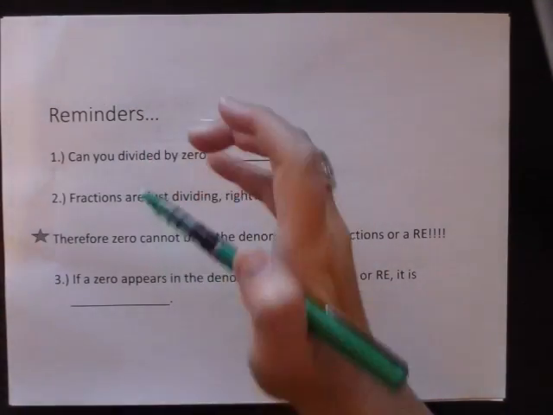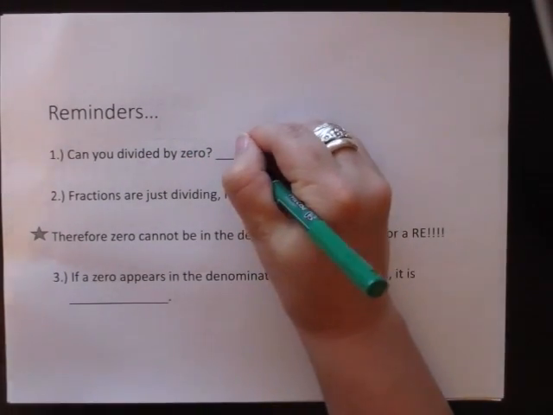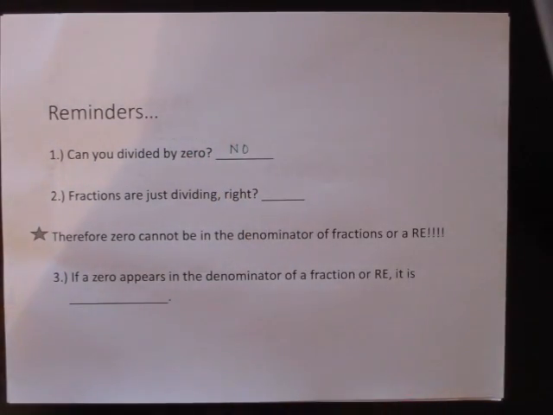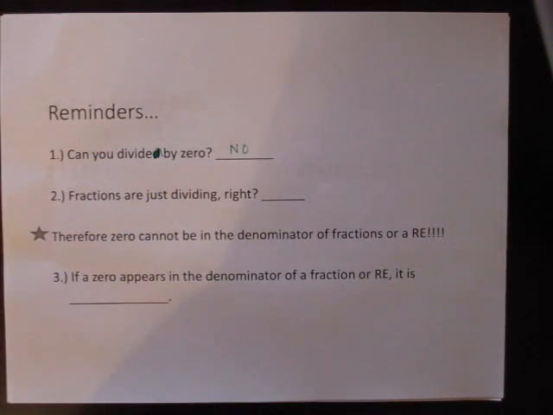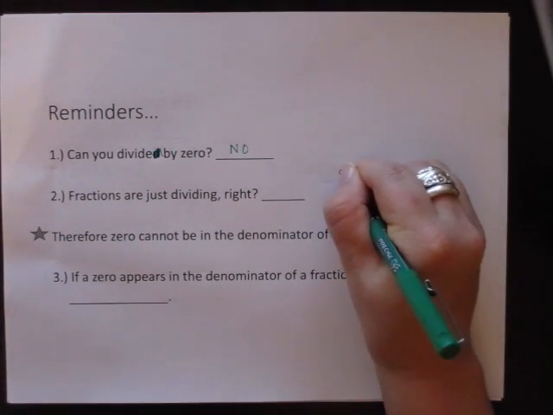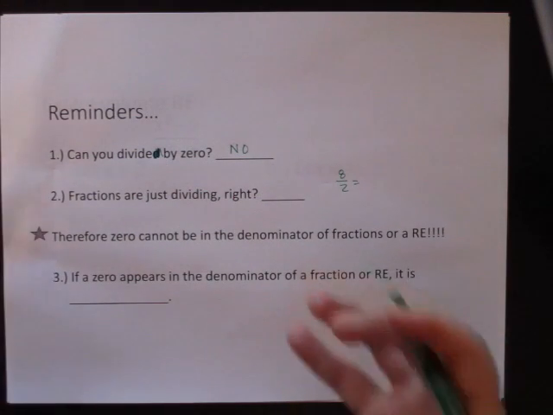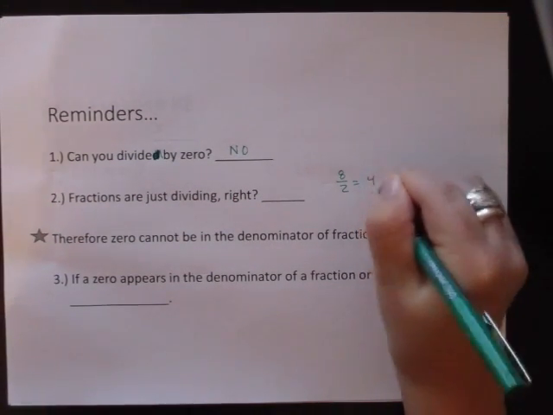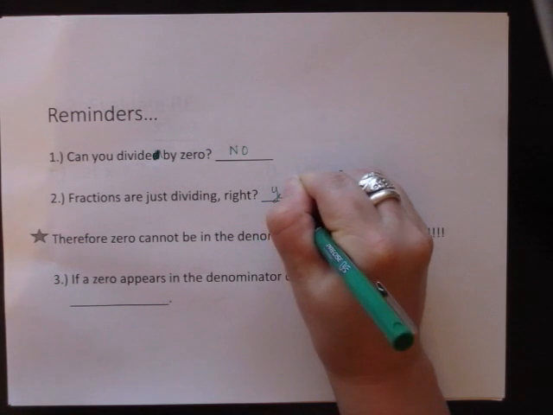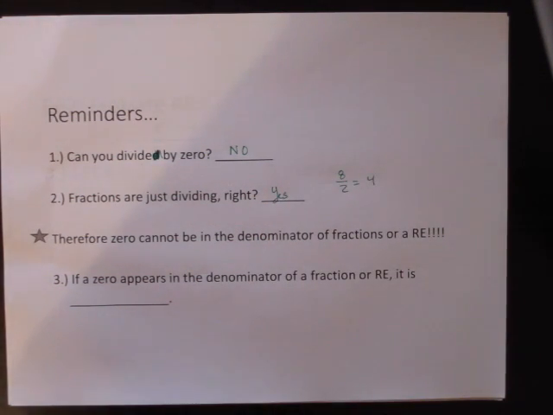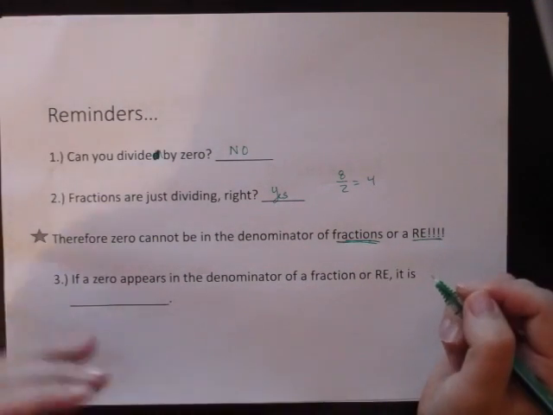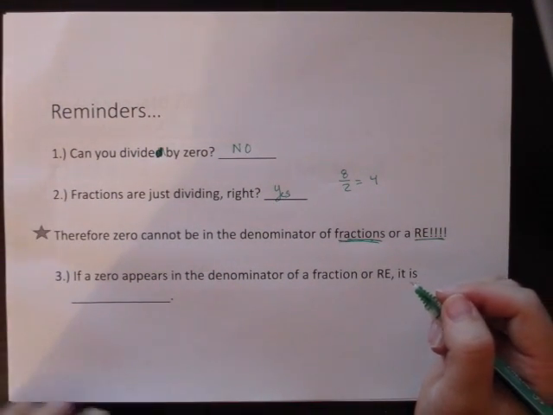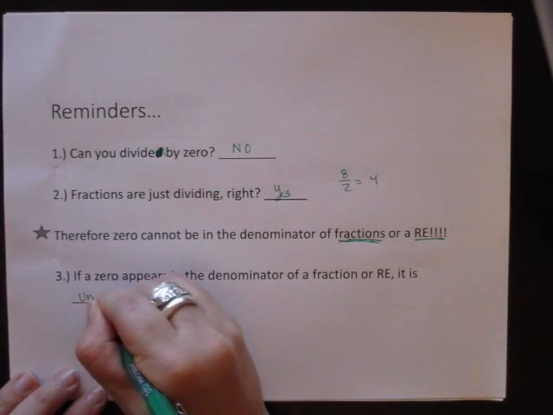Okay? Now, let's do some reminders. Are we ever allowed to divide something by 0? No. Okay? And it should just be divide, not divided. So, can you divide by 0? No. Fractions are just dividing, right? So if I had like 8 over 2, fractions are just dividing. So 8 divided by 2 would be 4. Is that a true statement? Yes. Therefore, 0 cannot be in the denominator of fractions or rational expressions. And if a 0 appears in the denominator of a fraction or a rational expression, we call this undefined.